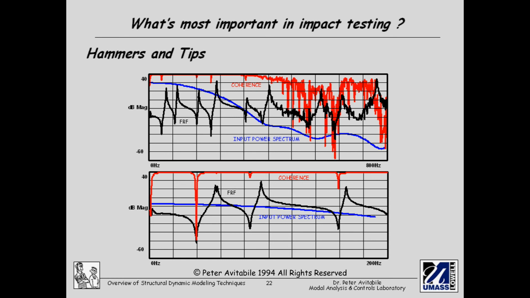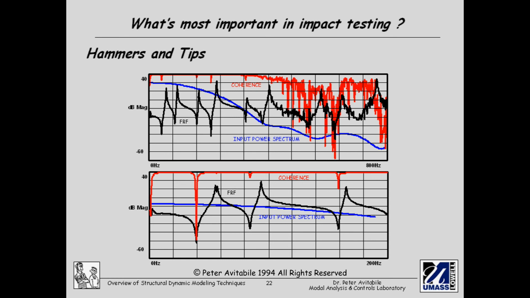Now in this upper trace you'll see that there's a blue force spectrum, an input spectrum, which has significant energy during the first third to half of this spectrum. But after that, the input power spectrum drops off rapidly. If there is no input force, there won't be any response. If there's not any response, then the coherence will say that not all the output was linearly related to the measured input.